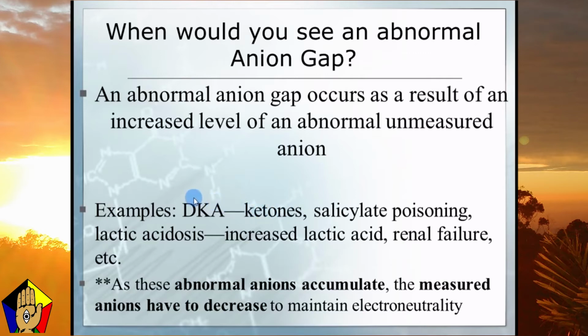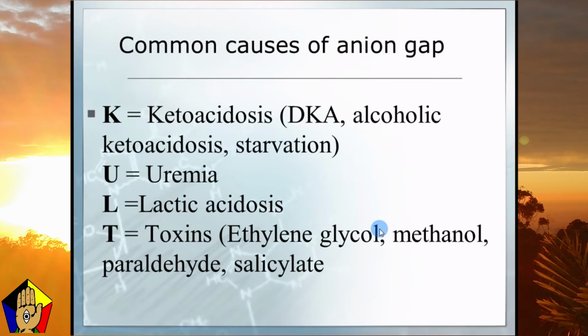So examples like diabetic ketoacidosis affects ketones. Salicylate poisoning is usually associated with salicylic acid, which is aspirin. Lactic acidosis, which you could probably predict one of the problems that could cause that. Renal failure could cause an imbalance of all types of different things. So it helps narrow it down. Here are the four main causes of anion gaps. There could be more, but these are the four main ones: ketoacidosis, or diabetic ketoacidosis, uremia, lactic acidosis, and toxins.